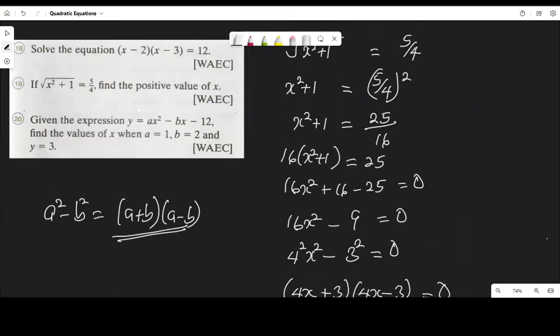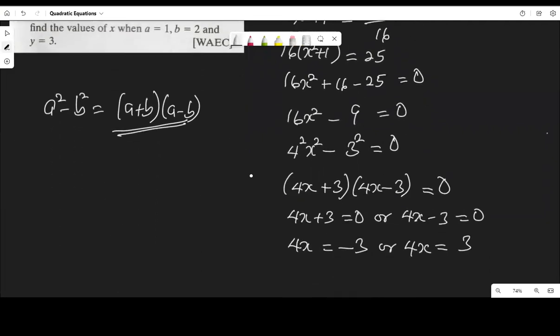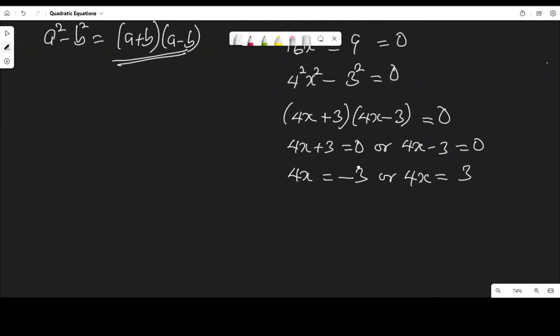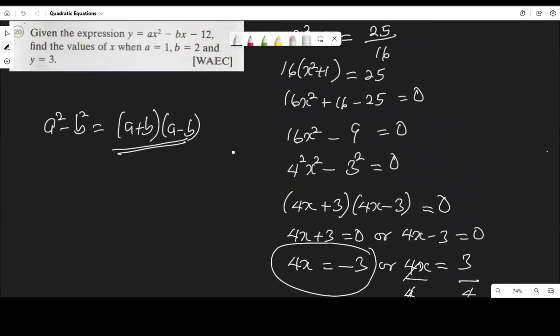But the question says we should find the positive value of x. So since we are concerned about the positive value of x, let's discard this one right away and focus on this. Meaning dividing both sides by 4, and we have x is equal to 3 over 4 as my answer.